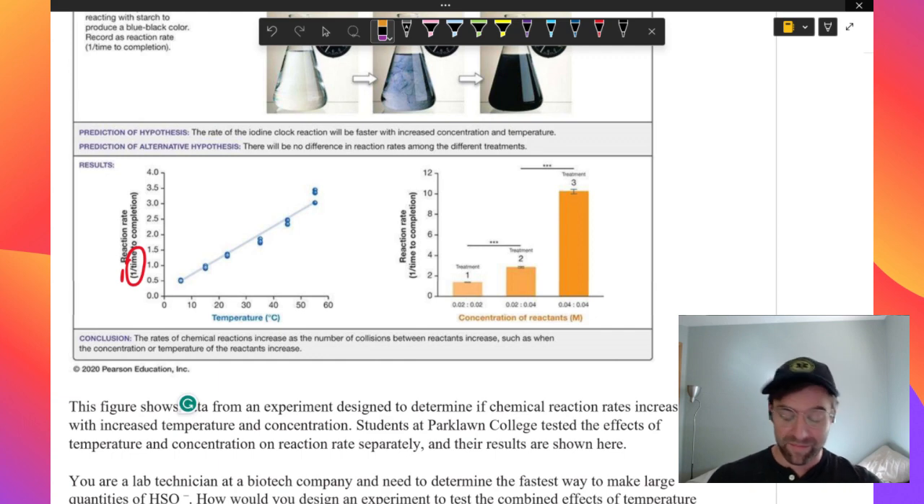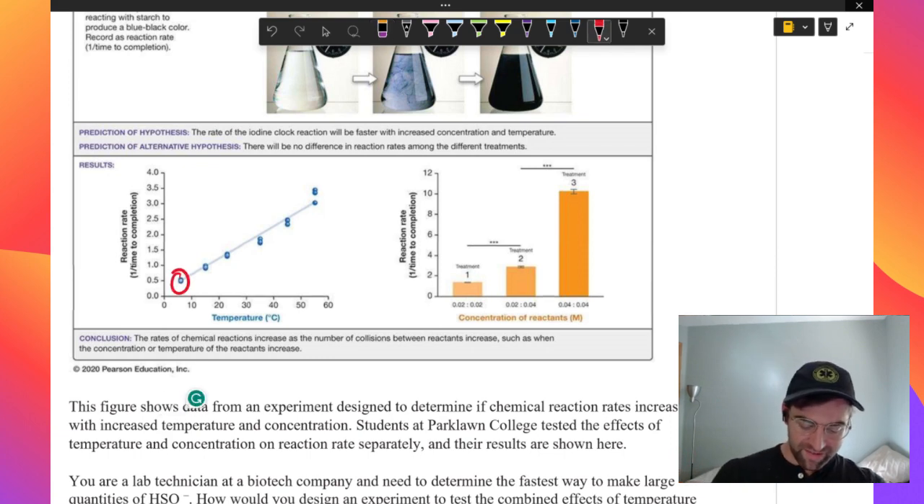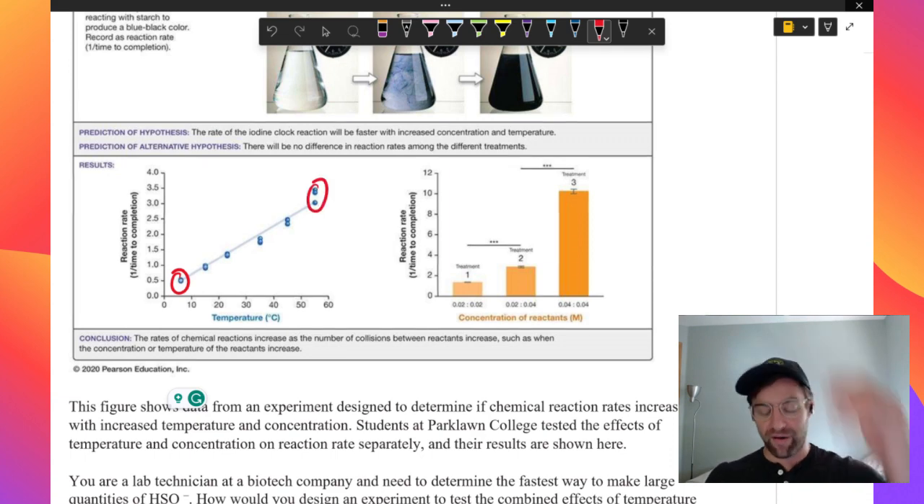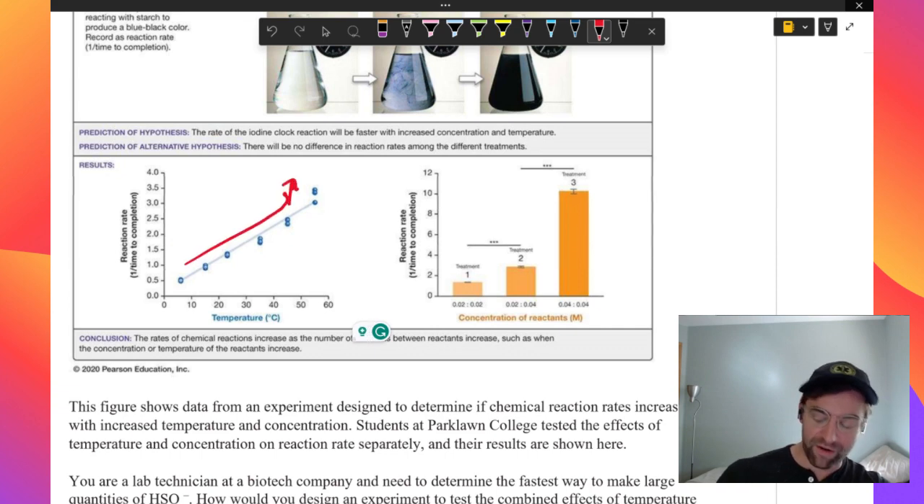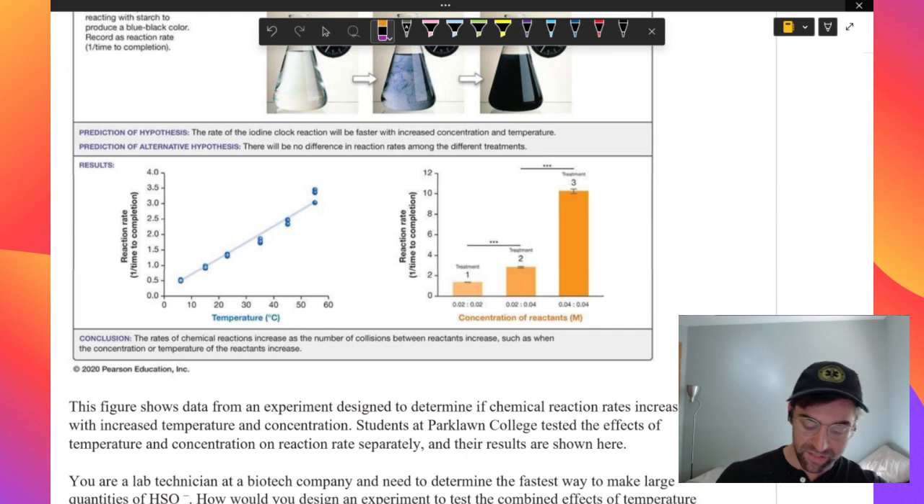1 over time. So if it takes 30 seconds, that is a much smaller number in this case than if it takes 1 second, which would be higher up on that axis. So pay attention to your units. It would be easy to make the mistake of thinking higher numbers mean longer amounts of time, and that would make our alternative hypothesis true, which is not the case. So pay attention to those units.